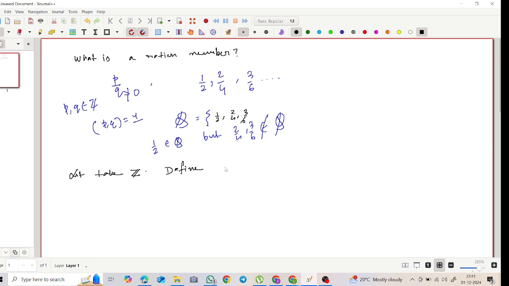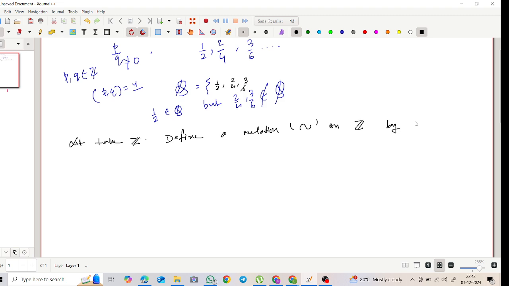Define a relation on Z by (A, B) is related to (C, D) if... okay, we define Z cross Z modulo the equivalence class to be Q.